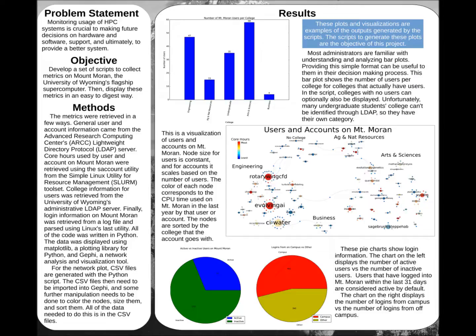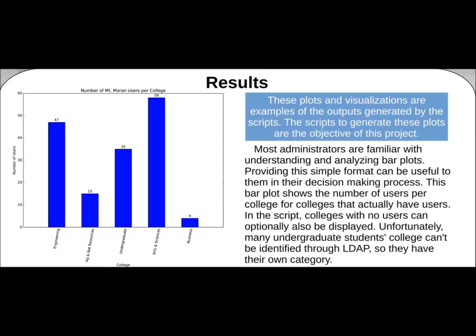The bar plot and pie charts were generated with matplotlib, an open source plotting library for Python. The network plot of users and accounts was generated with Gephi, an open source network and visualization tool. To get the data into Gephi, CSV files are generated with the Python script, and then imported into Gephi. Some further manipulation was done to color the nodes, size them, and sort them. All the data necessary to do this is in the CSV files, and it's fairly trivial to do this with Gephi using that data. Now for the results.